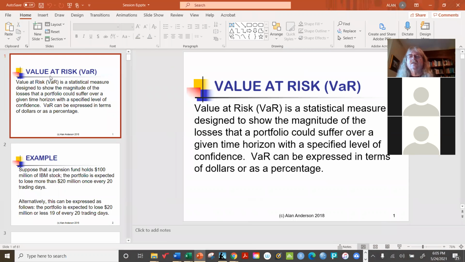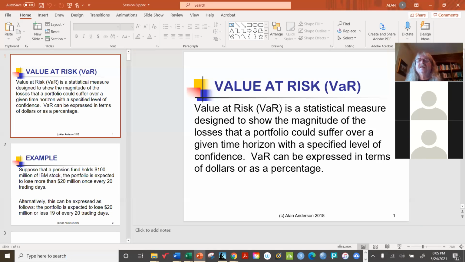And we'll introduce value at risk, which is a model that's used in the risk management field to help measure risk. Okay, it's a statistical measure. It's very heavily based on modern portfolio theory. And basically, the point of this whole model is to show us the magnitude of losses that could potentially occur during a given time horizon. And we also apply to it a specific level of confidence, so that we have some sense of what's likely to happen.